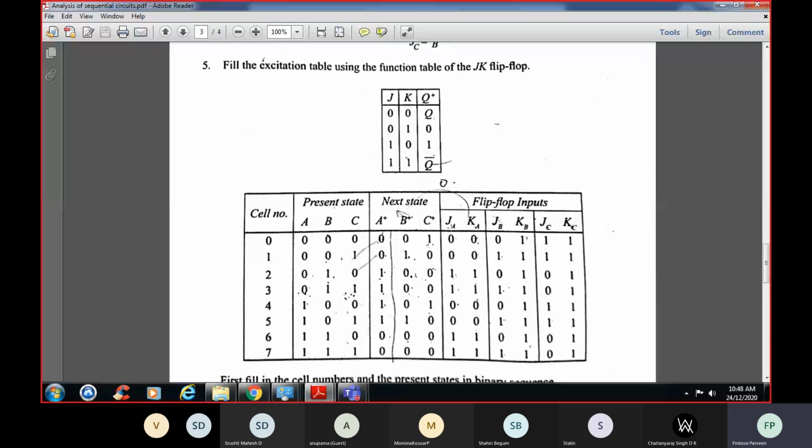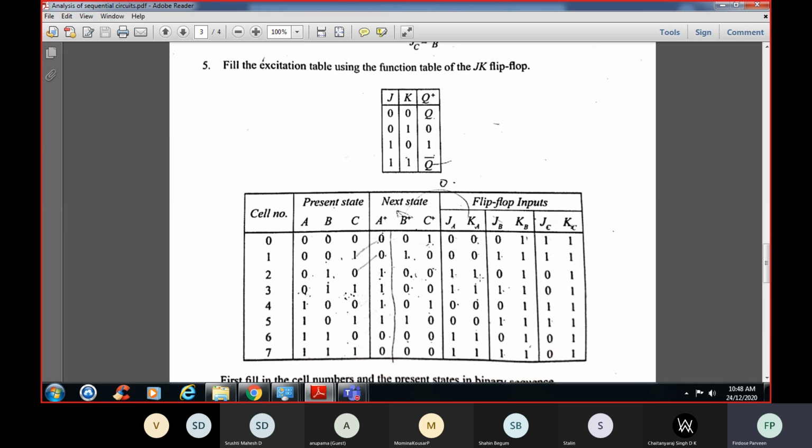So now for this, we all know that if JK is 0, 0, it will follow the same state, that is the previous state. So if it is 0, 0, that is for A plus, it will be Q. Q means that is A. If A is 0, it will be 0. In the same way, if it is 0, 0, whatever is A, that will be here.